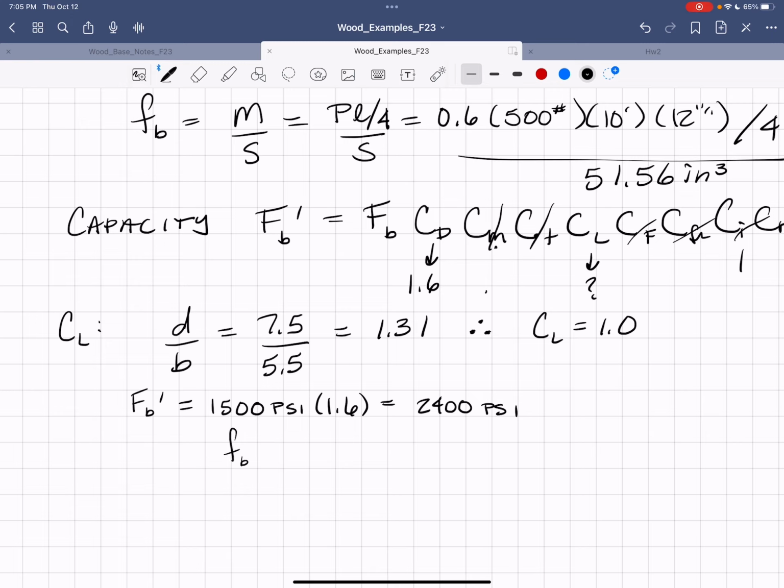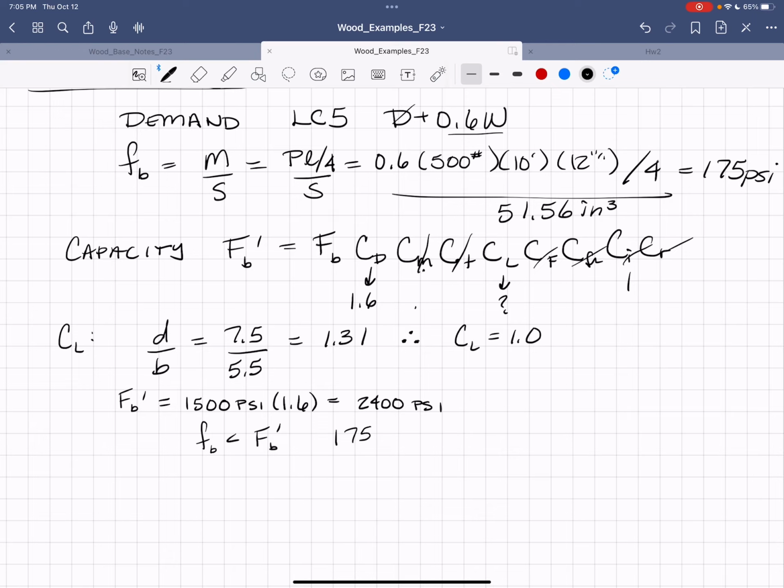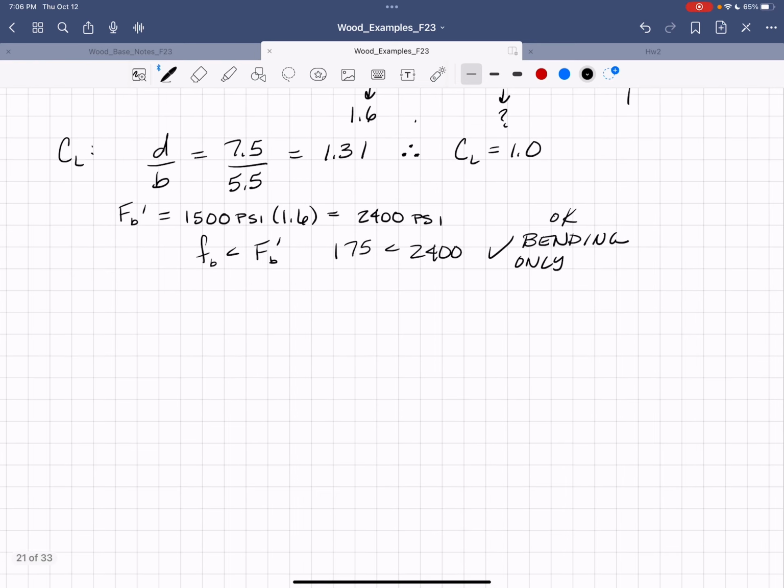So little F sub B is less than F sub B prime. In other words, 175 psi is much, much less than 2400. So we're okay in bending only. Check bending only. Okay, so we're okay. Now is when we combine them. All right, so now combined.